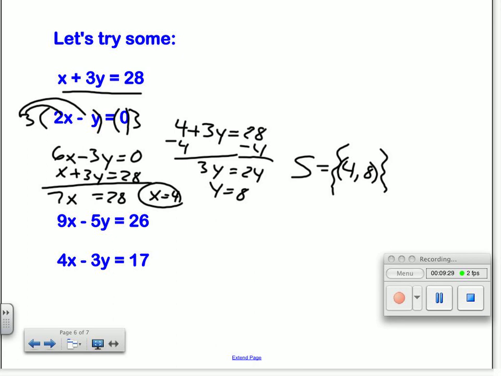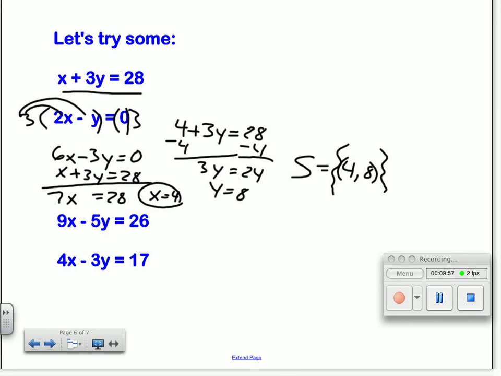So now we notice this is a different situation. We have to get a common coefficient for these. So we want to look for a common denominator of either the 4 and the 9 or the 5 and the 3. It really doesn't matter. We can eliminate either one that we want. But I'm going to go ahead and try to eliminate the y's. So a common denominator between minus 5 and minus 3 would be 15.